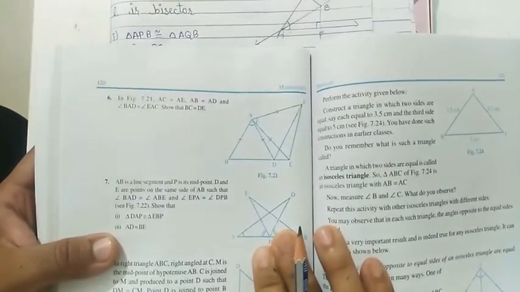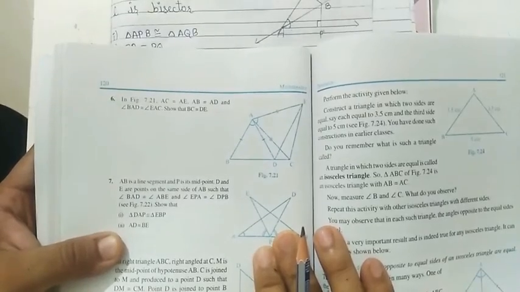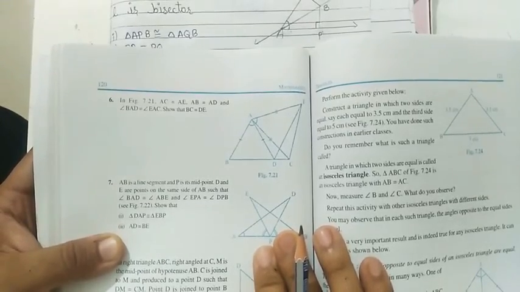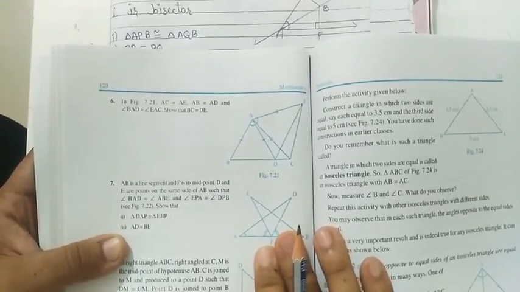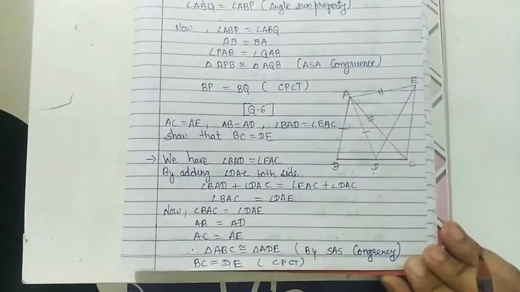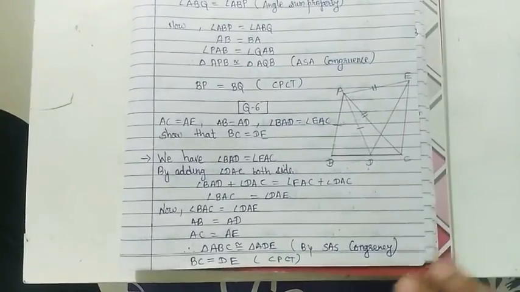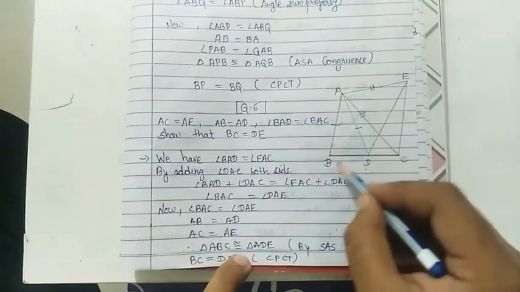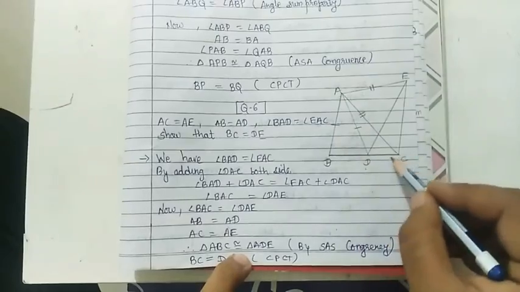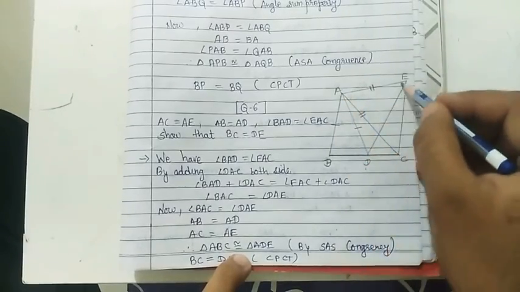Now question number 6. In question number 6, a figure is given. In this figure, AC is equal to AE and AB is equal to AD. So we have to prove angle BAD is equal to angle EAC, and we have to show that BC is equal to DE. Here two triangles are there. Let me see how to solve this question from the notebook. Here, question number 6. In this, two triangles are there. One triangle is ABC, this triangle, and one triangle is ADE, this triangle.